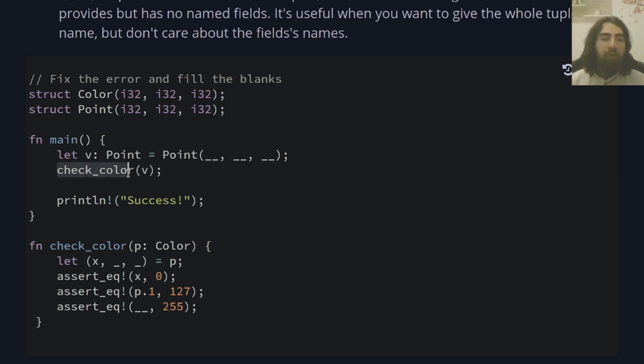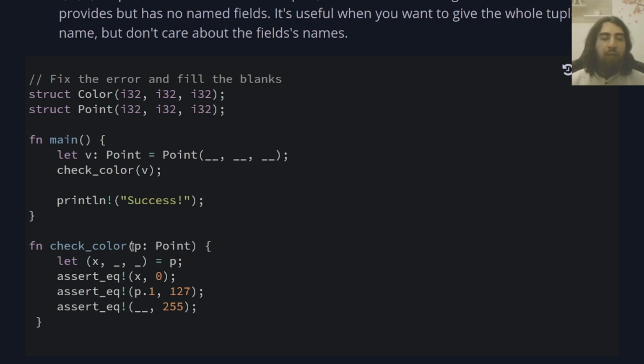Then we are calling the checkColor function and provide an argument of v. Now as you can see, the checkColor function takes an argument of type color, but this is not what we want, right? Because we are here passing a variable of type point. So let's change that.